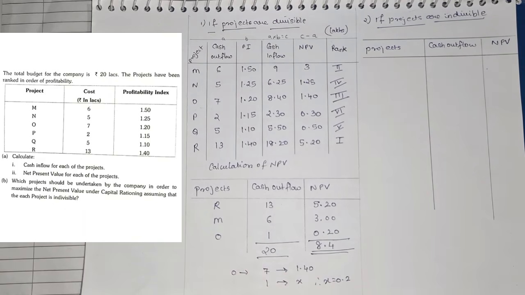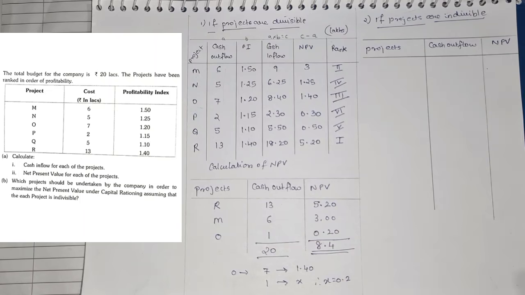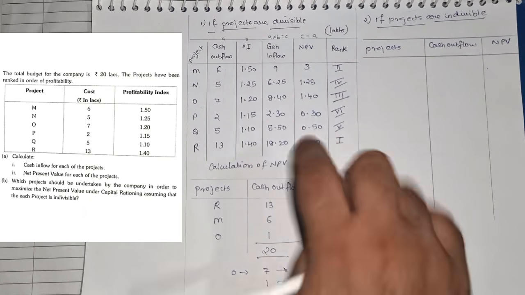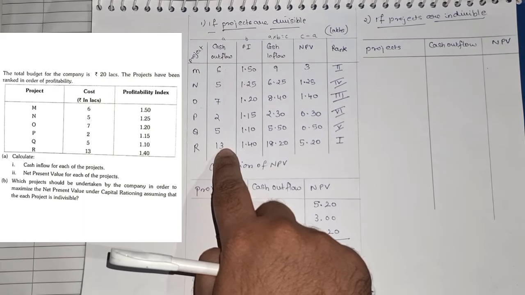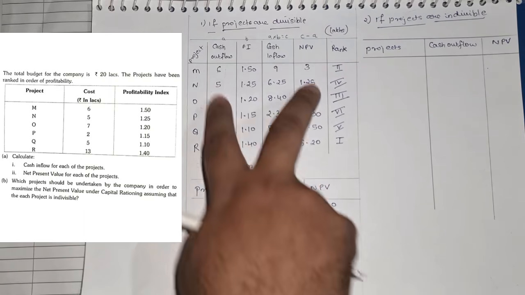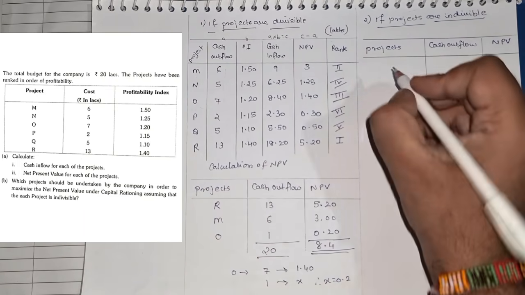Now let us start. Remember, we only have to take the projects, the names, the outflows and the NPV, and we'll have to use a combination which can maximize our profit. But the only thing, remember, we cannot go beyond 20 lakhs. So let us try finding out various alternatives. Always first try using the highest NPV. Remember R fetches me the highest NPV, and M is the second highest, but 13 plus 6 will become 19 lakhs. So let us start with that.